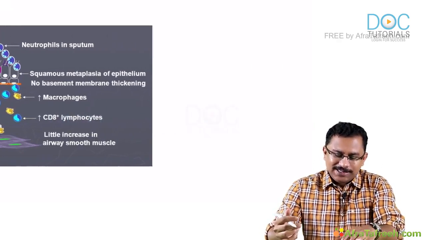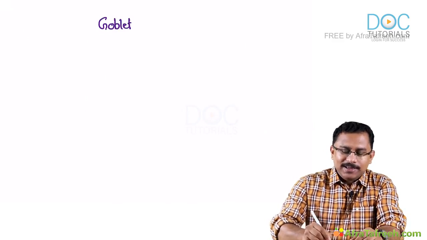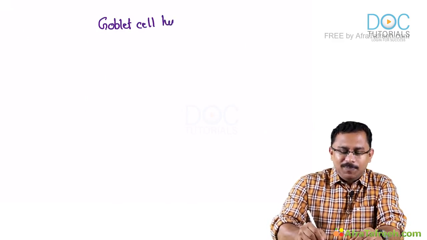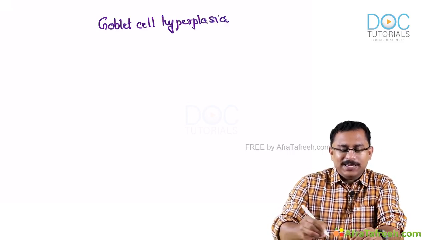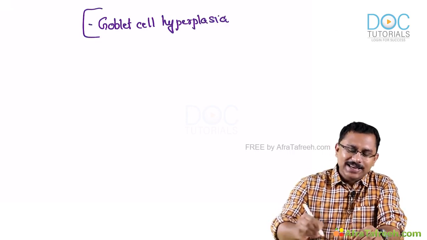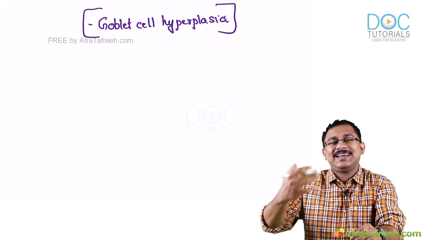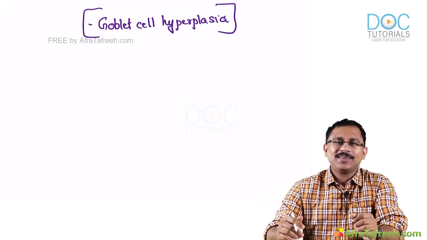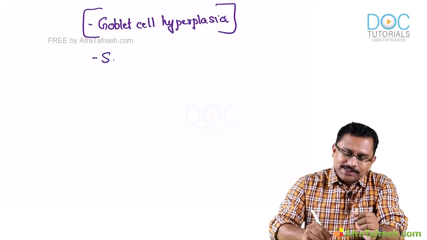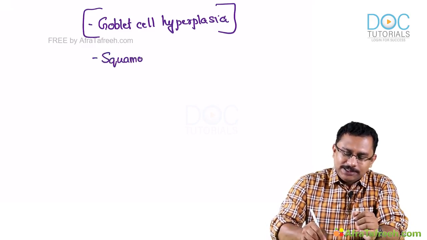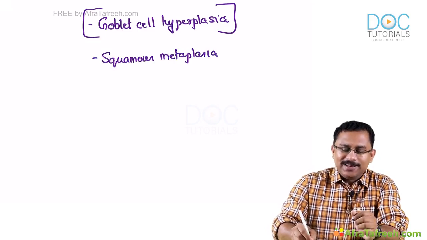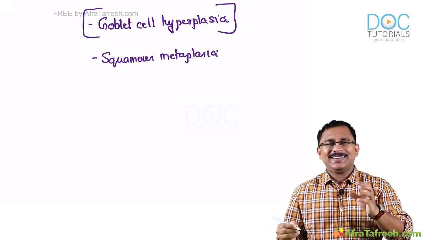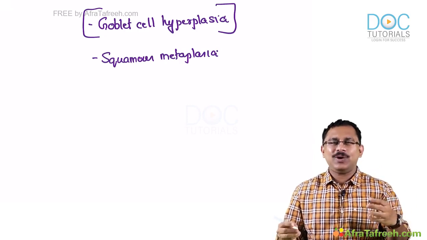So there occurs a goblet cell. How does that happen? There occurs goblet cell hyperplasia, which in turn results in increased mucus production. And there also occur other changes like squamous metaplasia. But remember that the basement membrane will not be thickened.